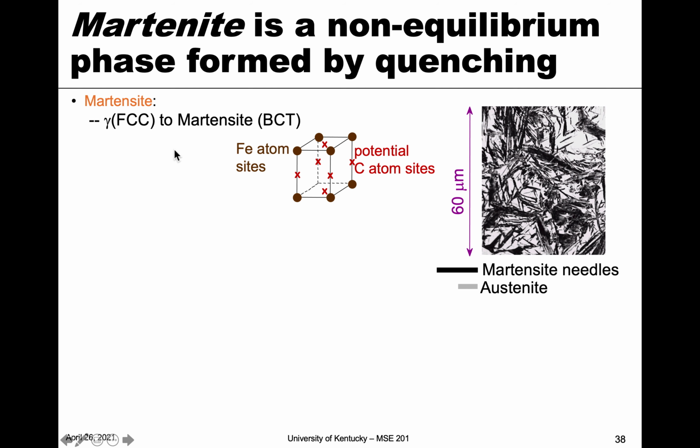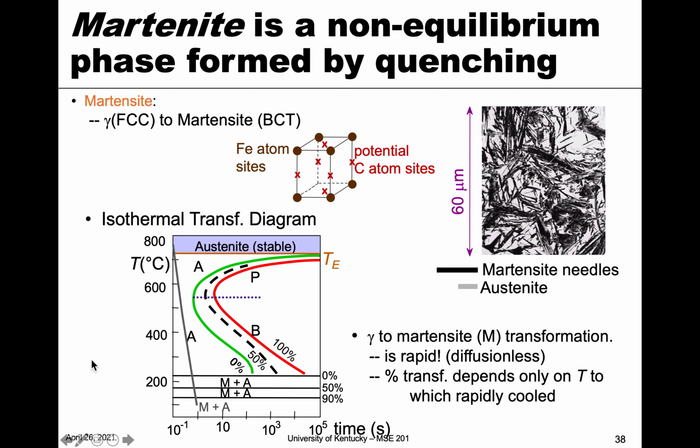So what happens is it becomes this kind of metastable non-equilibrium phase known as martensite, which has a very similar structure to the FCC. It's actually BCT, so body-centered tetragonal, and it looks like this. So here are the iron atoms on the corners, and then here on the edges we see potential sites for carbon. And so this is the martensite structure, and because it's done by quenching, it's in this lowest region.